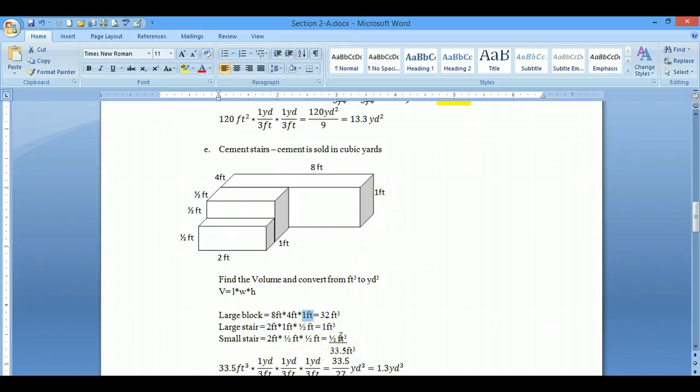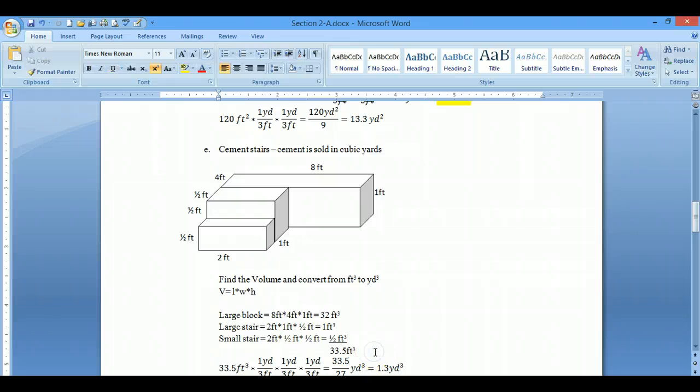Now I need to add all of my cement together that I'll need for my 3 different blocks. So I have 32 plus 1/2 plus 1. 32, 1/2 gives me 33.5 feet cubed. But remember, cement is sold in cubic yards. So now I need to convert this to cubic yards.